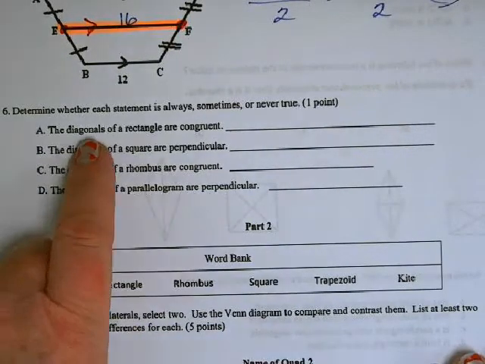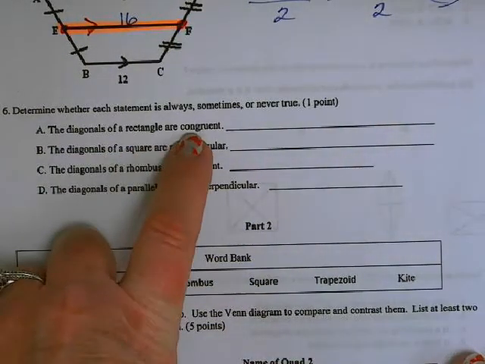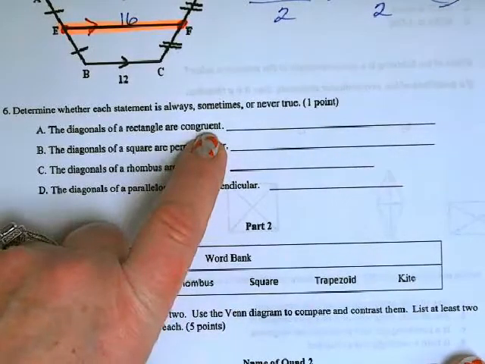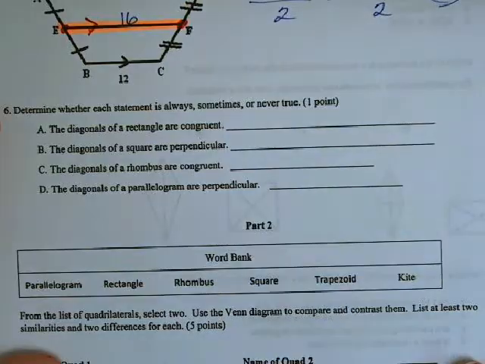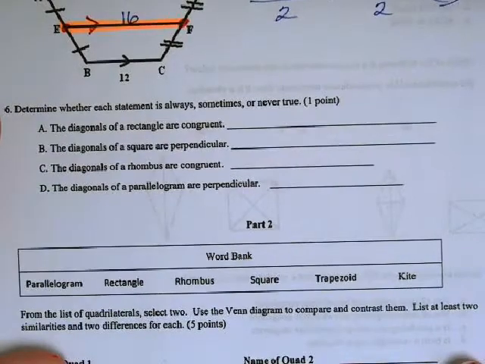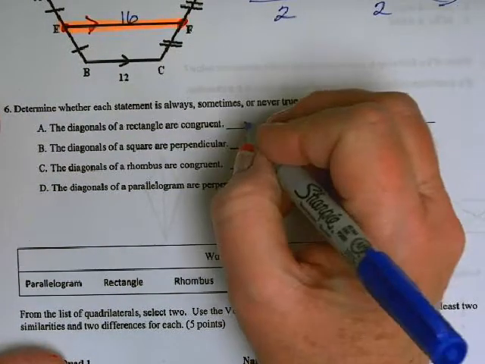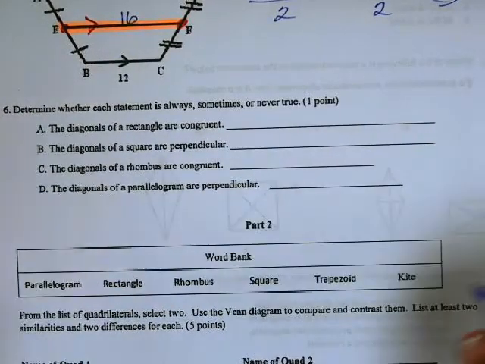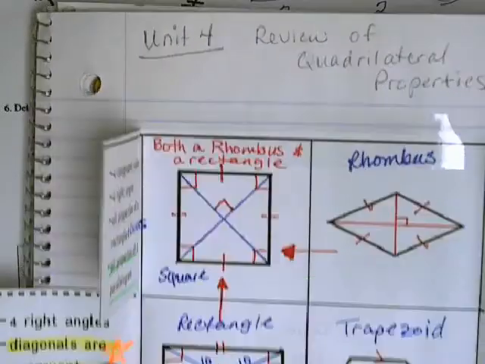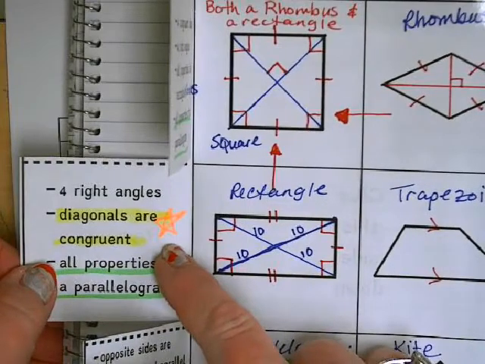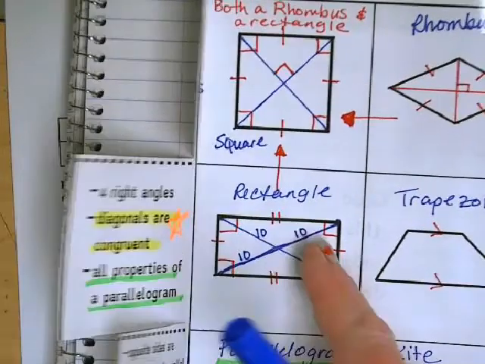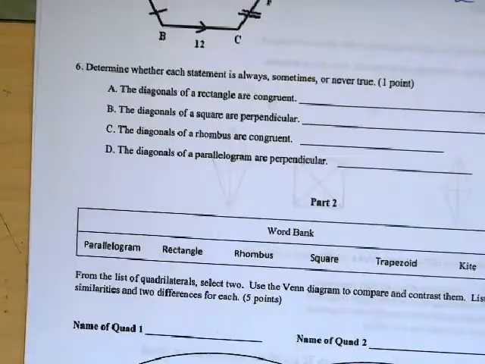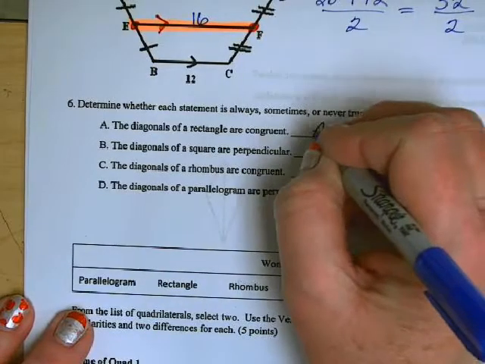So, the diagonals of a rectangle, are they always congruent, sometimes congruent, or never congruent? The diagonals of a rectangle, is it always true, sometimes true, or never true? Yeah, diagonals of a rectangle are congruent. They're always congruent. That is a property of rectangles. So this is always true.